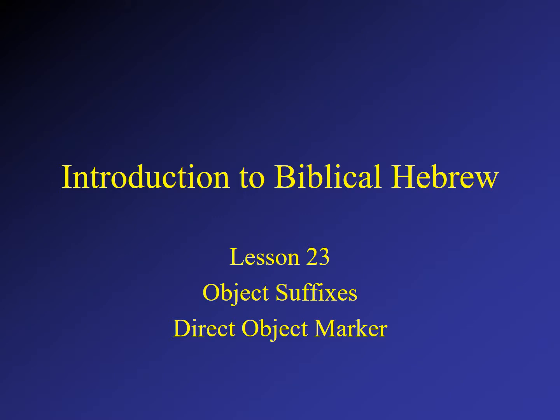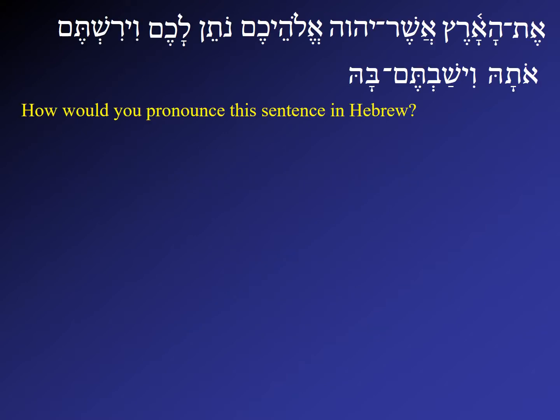This lesson corresponds to Kittel and Hoffer's lesson 23, focusing on object suffixes and the direct object marker. Let's begin by pronouncing our sentence. Et haaretz asher Adonai Elohechem noten lachem virishtem ota vishavtem ba. Et haaretz asher Adonai Elohechem noten lachem virishtem ota vishavtem ba.